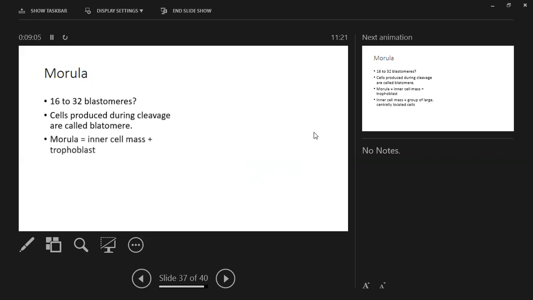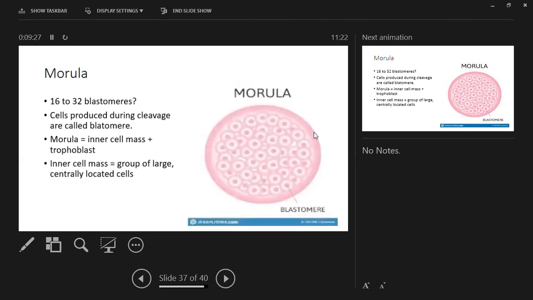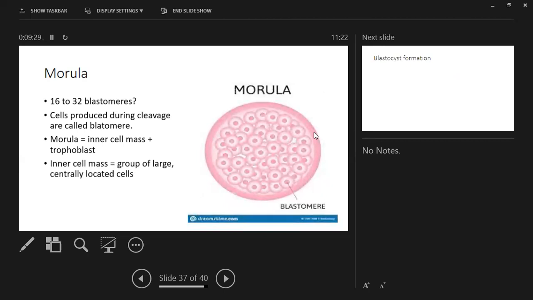So the morula is made up of two things: the inner cell mass and the trophoblast. Inner cell mass is nothing but a group of large, centrally located cells. Some cells go to the center and get arranged there as a group, which are very large. That is called the inner cell mass. So you can see the structure.